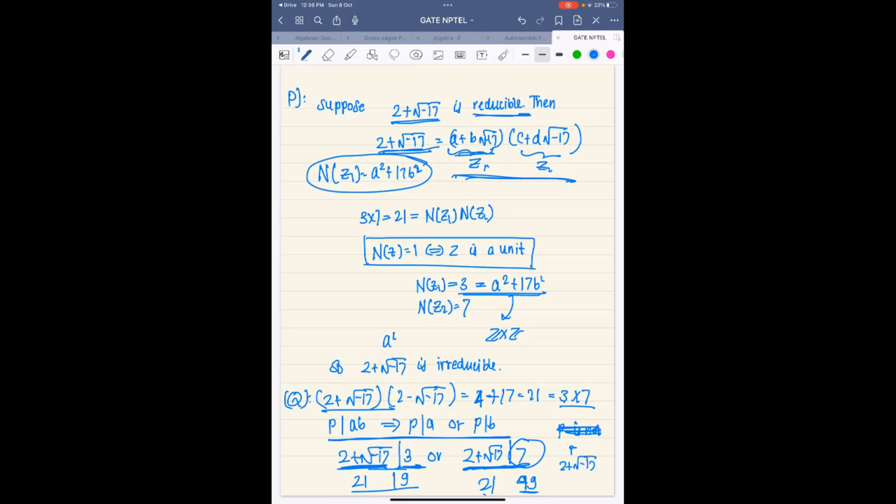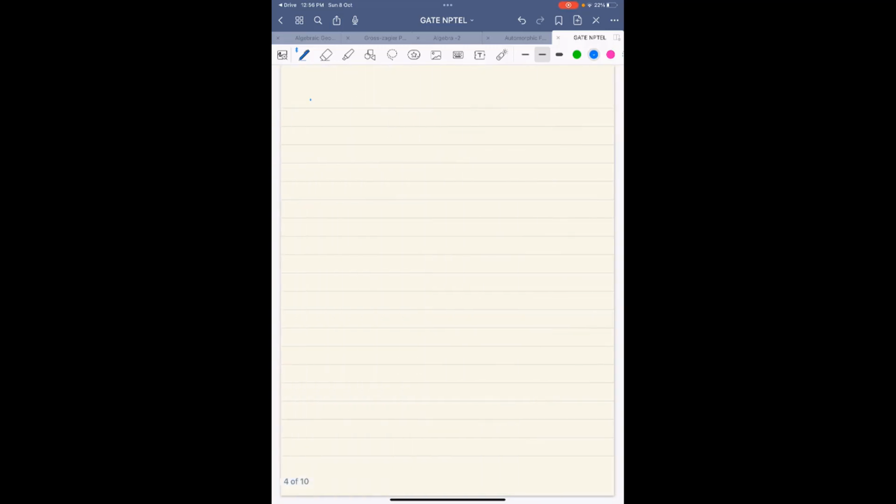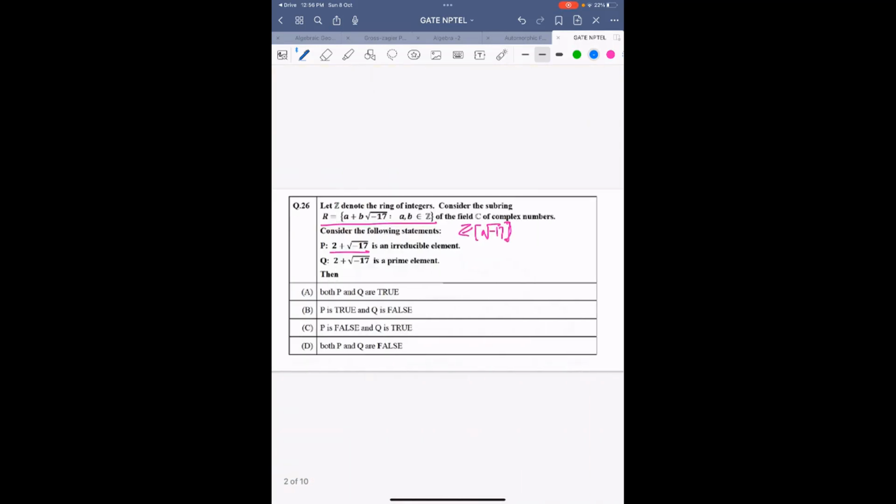Now let me write on the next page. So statement P is true, and this is true, and this is false, and option B is correct.